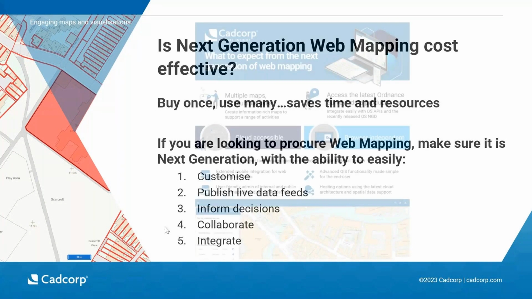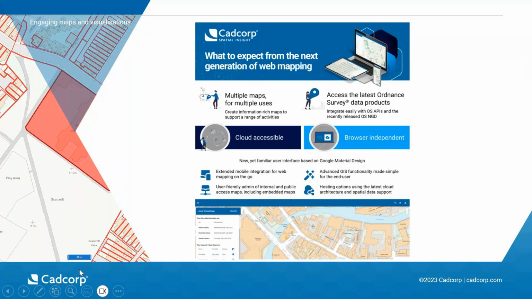And just to finish up today, this infographic is a bit of a cheat sheet if you need to remind yourself of what to expect from next generation web mapping. This gives you all of the information in one piece of paper, if you like, or one image, and you'll be sent a link to this in the follow-up email shortly.